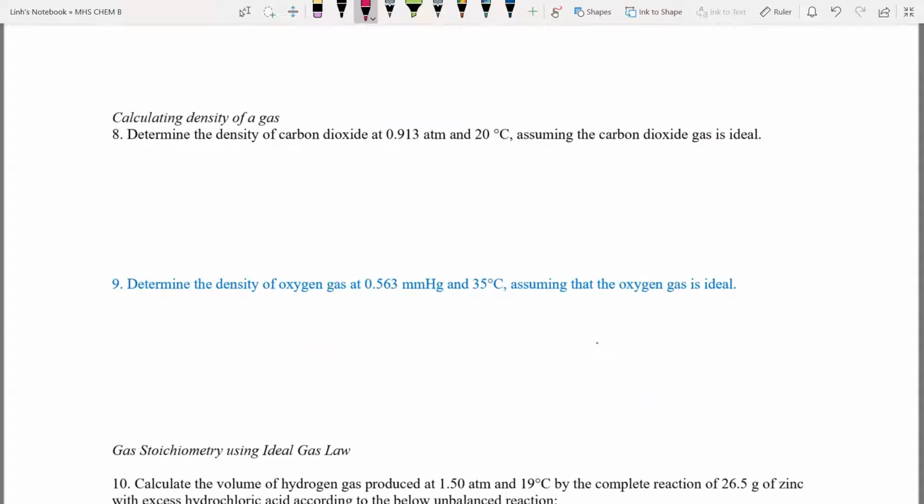Let's go ahead and go over a problem where you have to calculate the density of a gas. So I'm going to take a look at number 9, where it asks you to determine the density of oxygen gas at this pressure and temperature, assuming that the oxygen gas is ideal. Now, this is kind of a giveaway that you need to use the ideal gas law somewhere in there. So PV equals nRT. Keeping in mind that the unit of density is grams per liter.